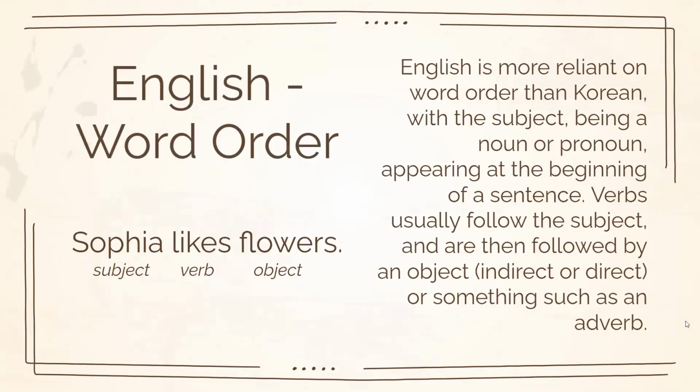First, I wanted to look at English. With this example sentence here, we can see that "Sophia likes flowers" follows the subject, verb, object order. This can't be moved around, like for instance saying "likes Sophia flowers" or "Sophia flowers likes." This being the case, we can see that English is more reliant on word order for things to make grammatical sense.